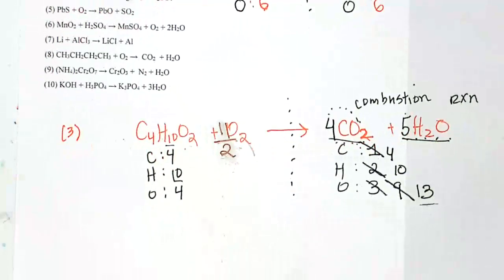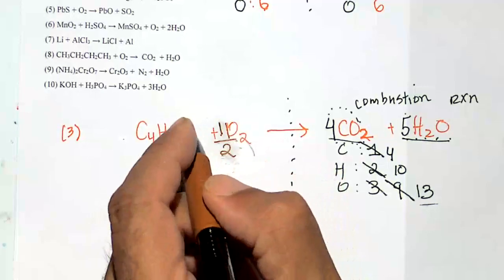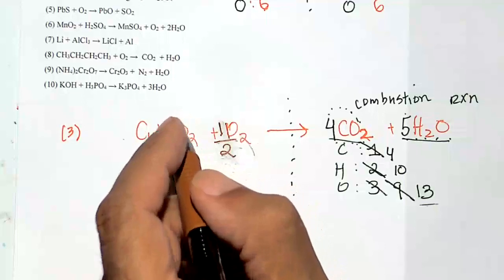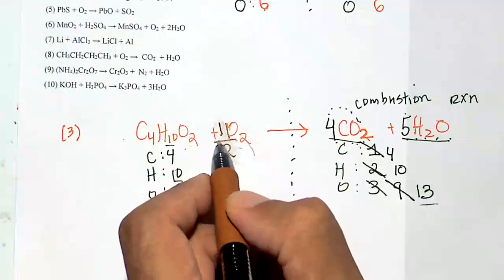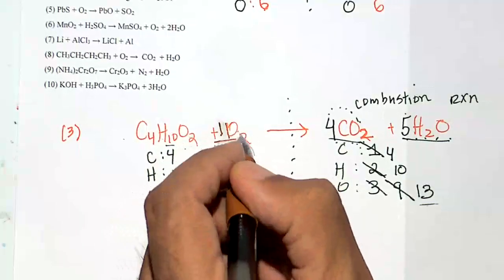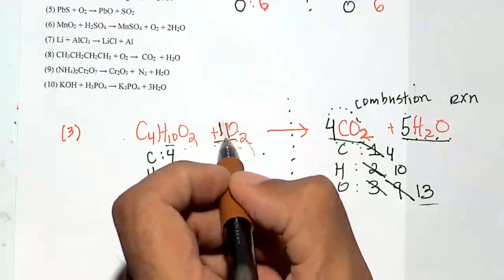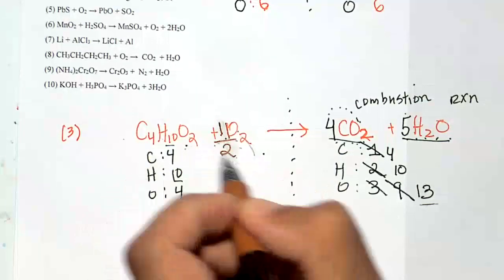11 over 2. All right, so 11 over 2, let me tell you why. You see this 2 and this 2 cancels, giving you 11. 11 plus 2 is 13.